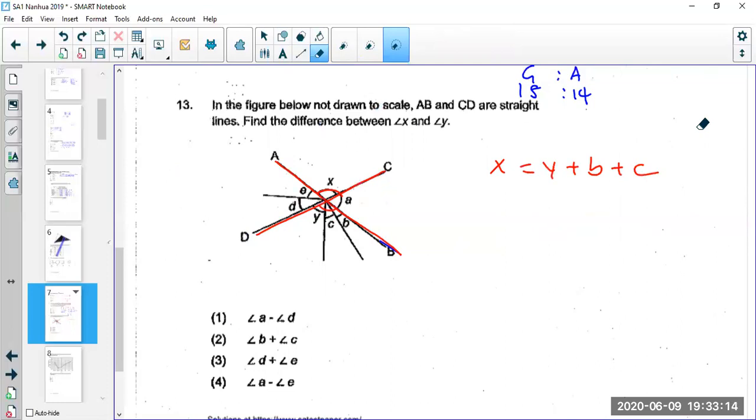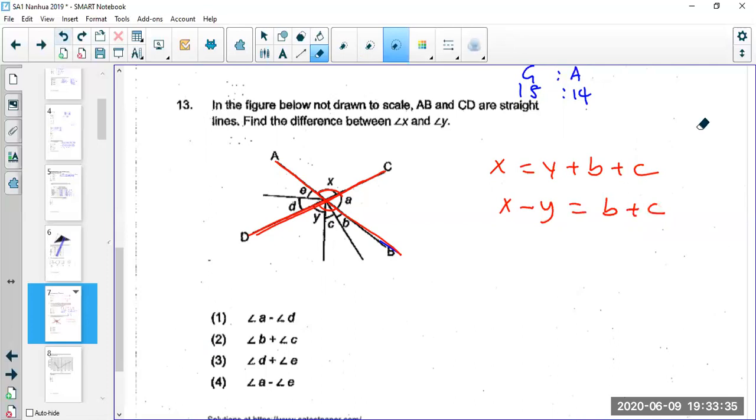So this one we didn't see carefully. So see carefully. Why? Because there's a cross there. You see a cross there? Right, the cross. Vertically opposite angles are the same. So X minus Y will give you what? X minus Y will give you C and B, right? C and B.